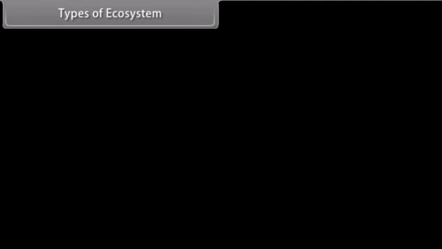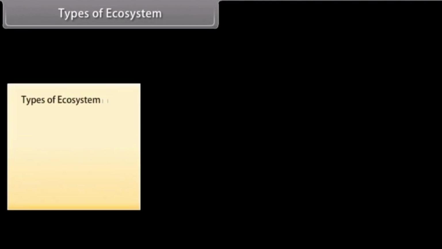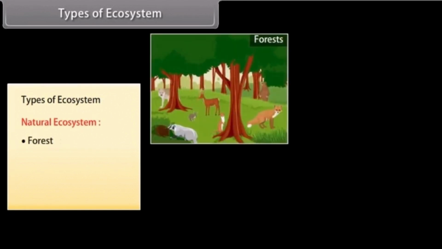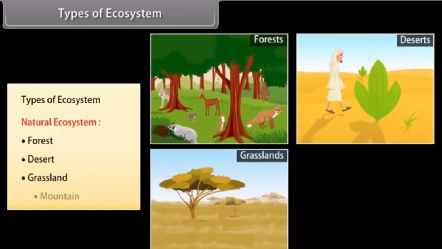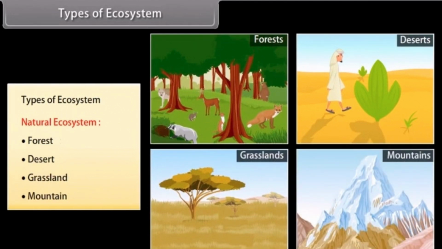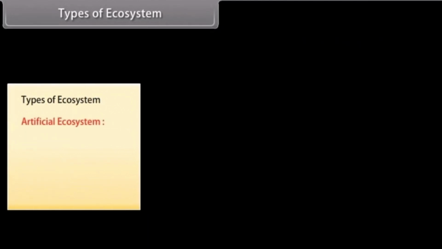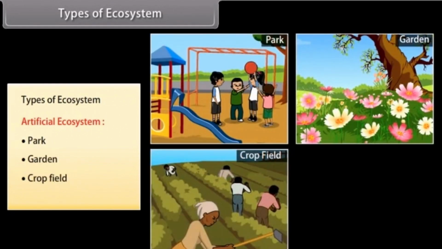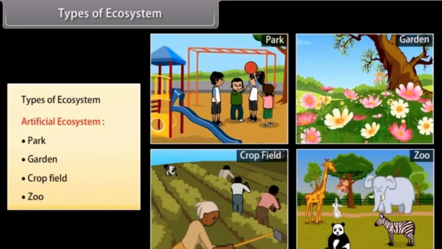Types of ecosystem. There are two different types of ecosystems. They are 1. Natural ecosystem, in which we have forests, deserts, grasslands, mountains, etc. and 2. Artificial ecosystem, for example parks, gardens, crop fields, zoo, etc.